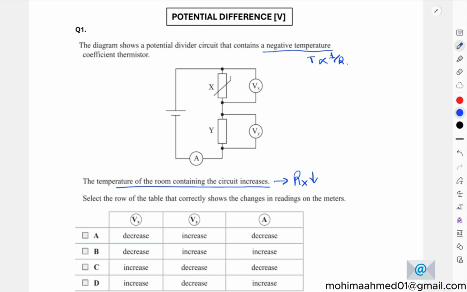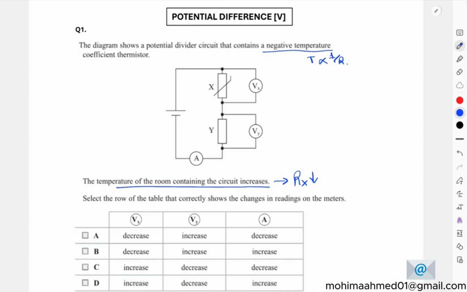The resistance of Y is still 3, but now the resistance of X is 2. So 3 plus 2 gives you 5. Previously, the total resistance for this entire circuit was 7. Now it is only 5. So obviously the total resistance over here decreases for the entire circuit.